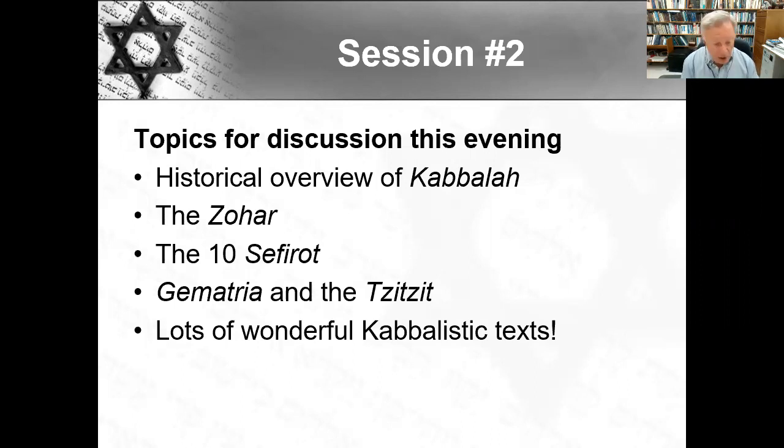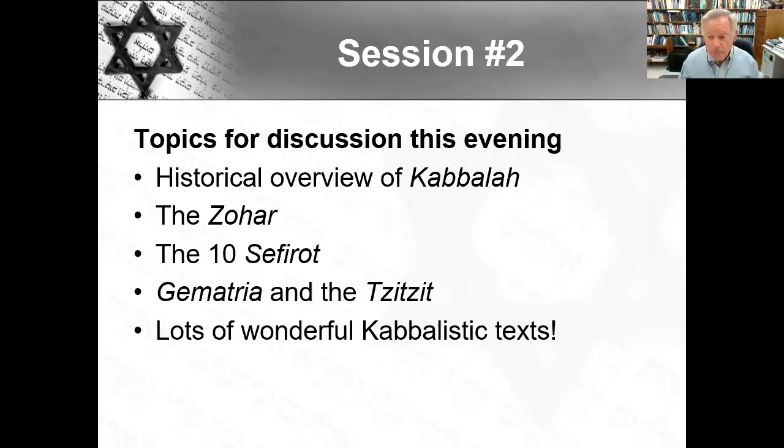So tonight's discussion is going to focus on a little bit of history. If it looks like I'm looking around, it's because people are still coming in. We're going to talk a little bit about the history of Kabbalah. Our main focus is going to be on the Zohar, which is the central text of Jewish mysticism.